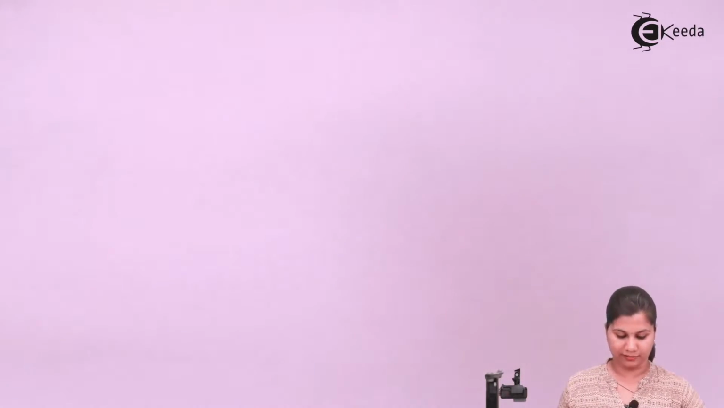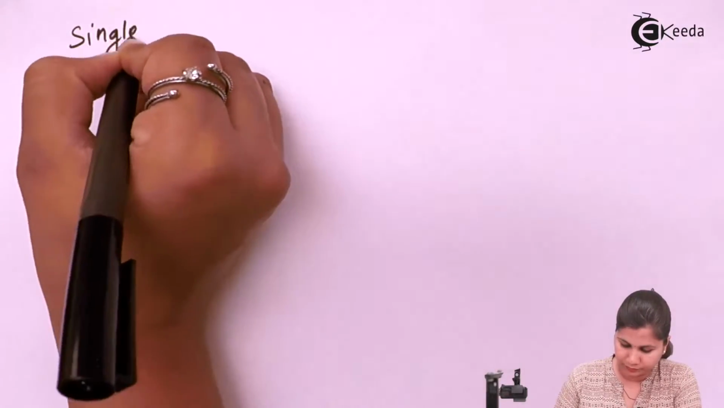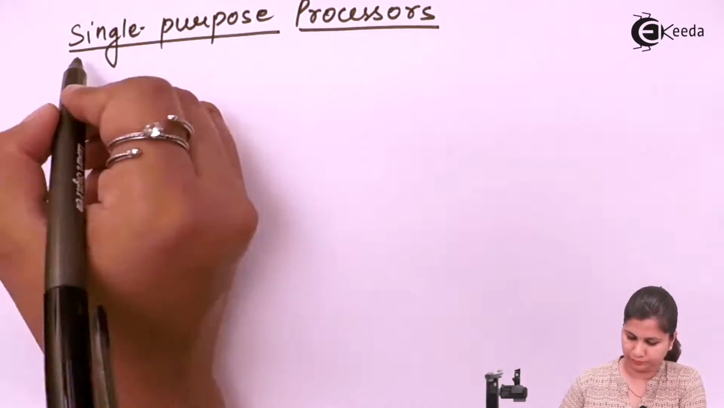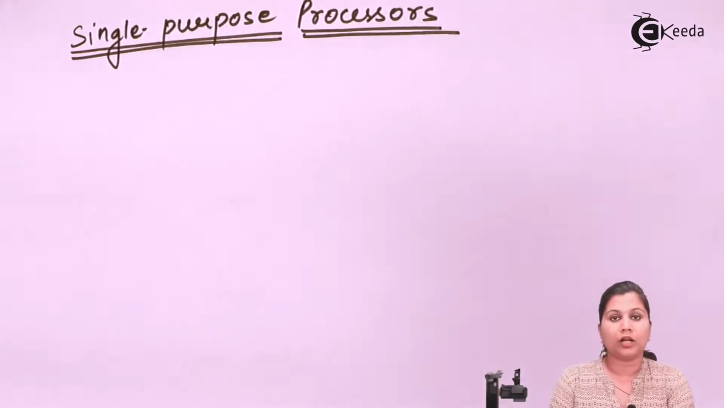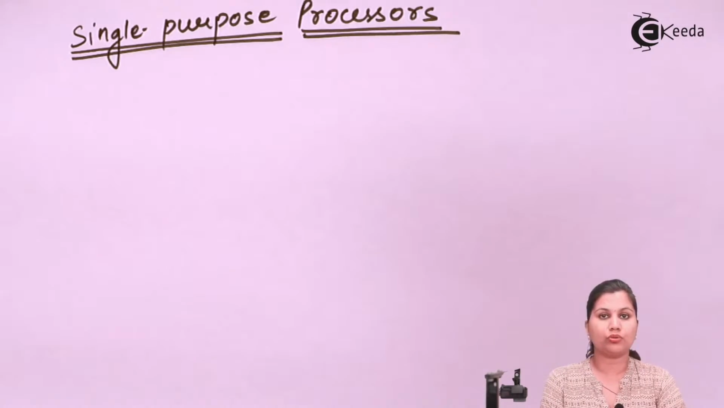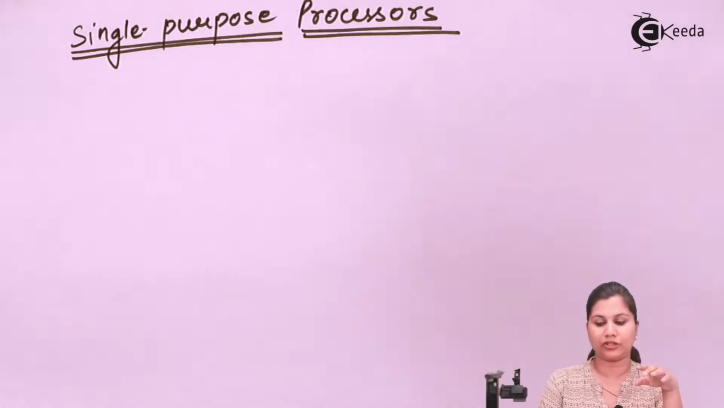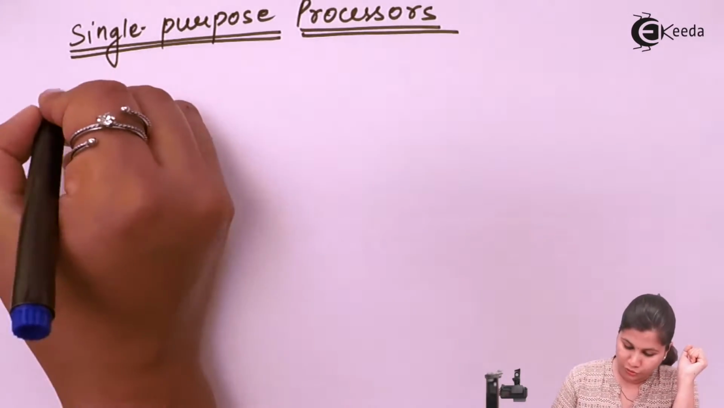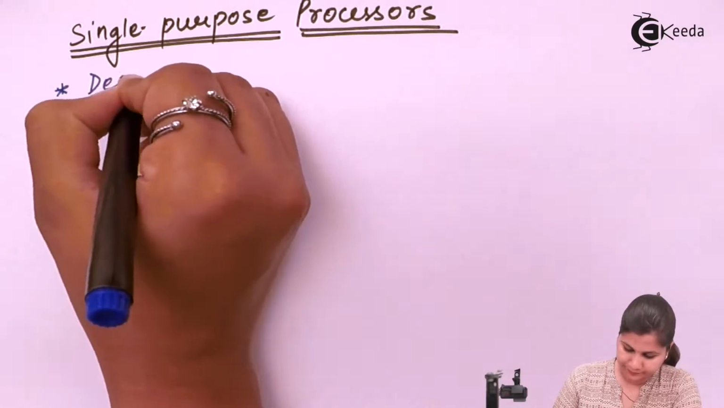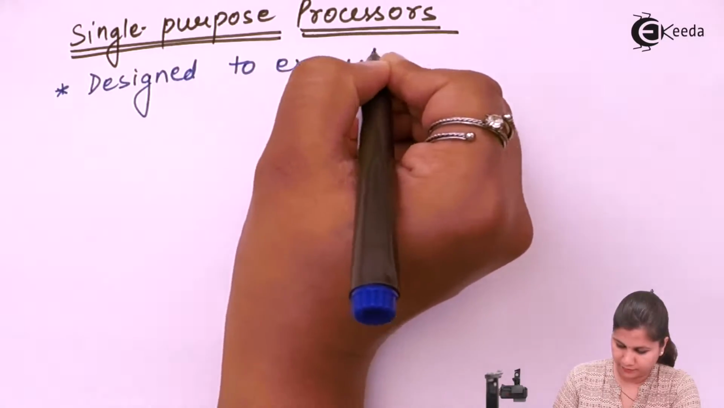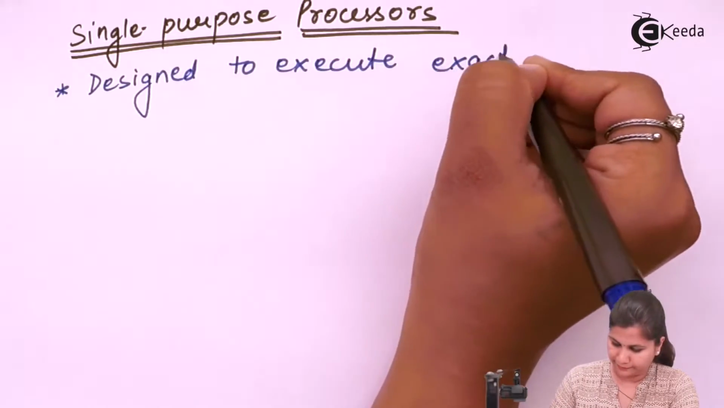Now the next type of processor is the single purpose processor. These processors are designed to execute only a single program. Which means for that one particular type of application, we can use these processors. So they are designed to execute exactly one program.